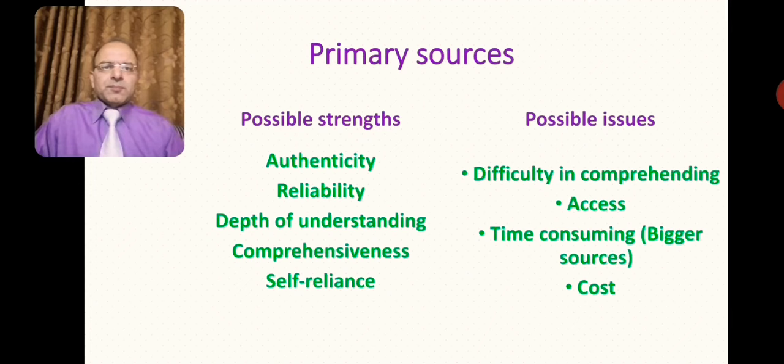Now, both the primary sources and the secondary sources have certain possible strengths of inclusion in your literature review, and some possible issues as well. So the strengths of the primary sources include authenticity. It's more authentic because you are referring to the primary source. That means you have access to the primary source, and that makes the process more authentic. Then there is also the element of reliability, because you are directly accessing and referring to the primary sources, so there is more reliability in that.